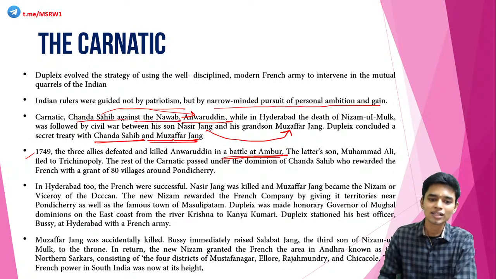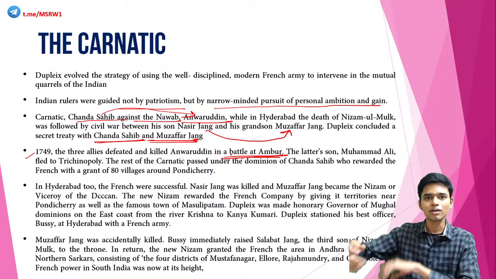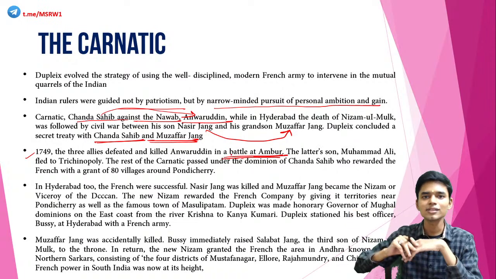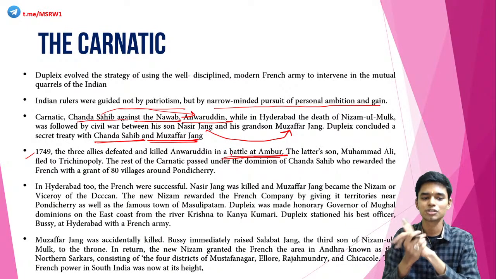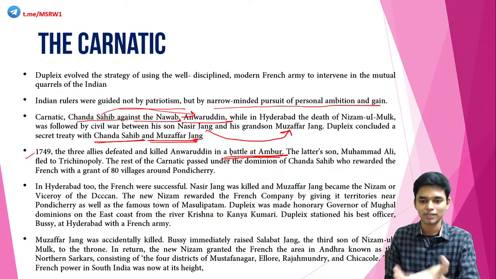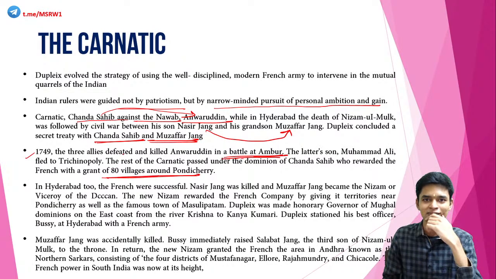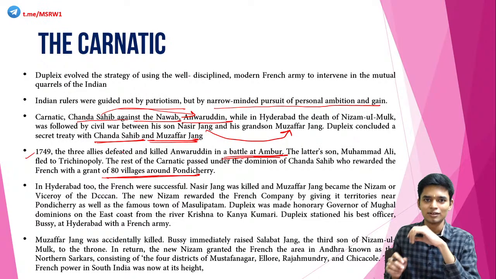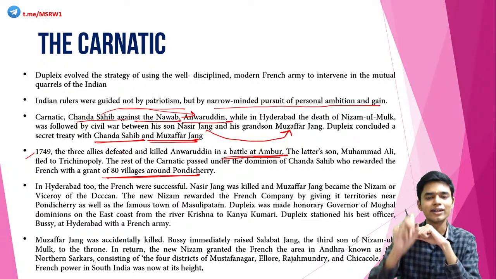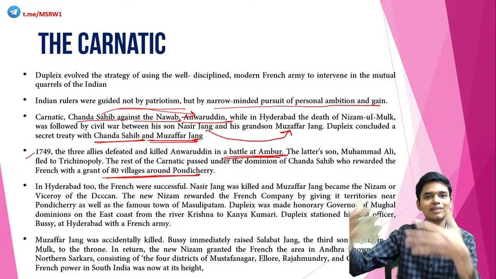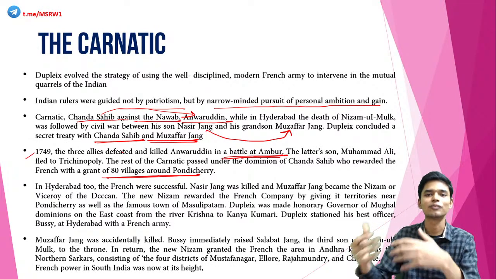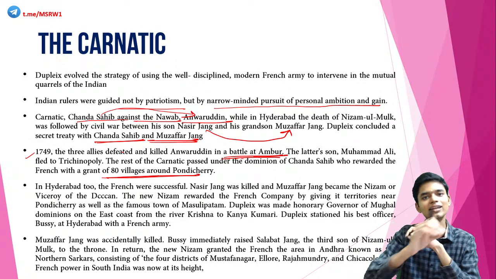So after the war, territories were divided between the winners, and France also got a huge portion. Chanda Sahib, who emerged on the victorious side, rewarded the French with about 80 villages around Pondicherry. So look at what is happening. France has interfered in Indian affairs, and when they emerged victorious, they received a lot of territory and a lot of benefits. Initially, they did not have any foothold in India.